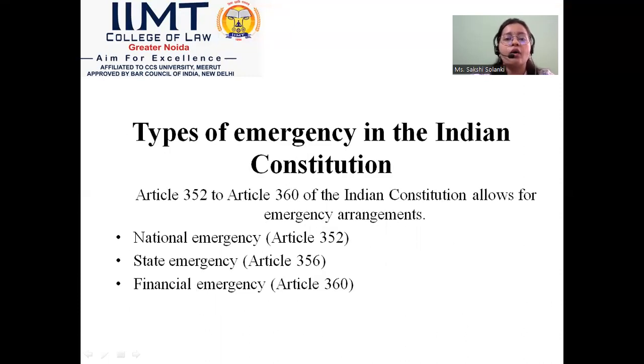Let us move ahead now. After understanding the meaning of emergency, we will now look into the provisions of the Indian Constitution. Basically, there are three types of emergency mentioned in the Indian Constitution: national emergency, state emergency, and financial emergency. The provisions are from Article 352 to Article 360. Article 352 talks about national emergency, Article 356 talks about state emergency, and financial emergency has been provided in Article 360.